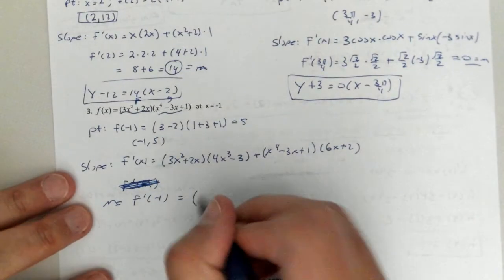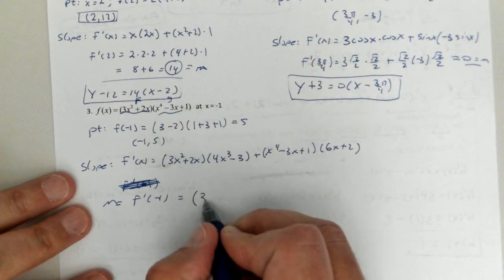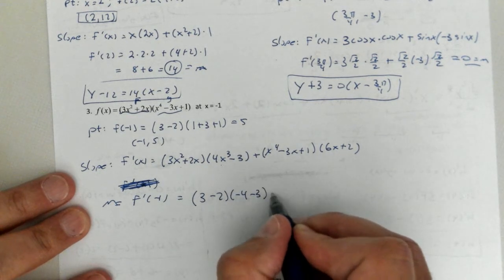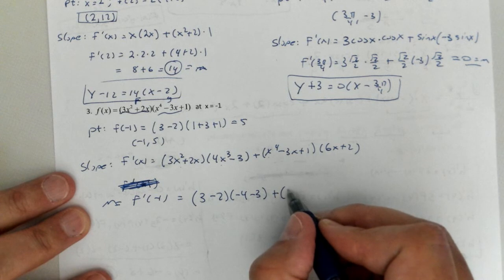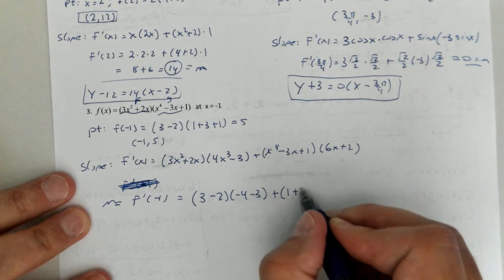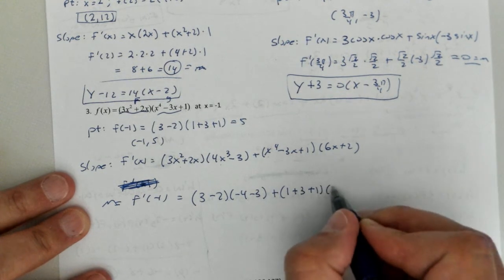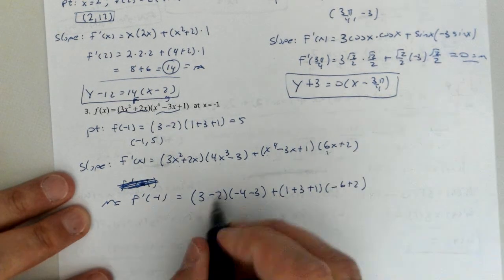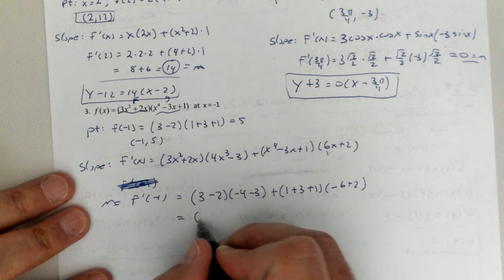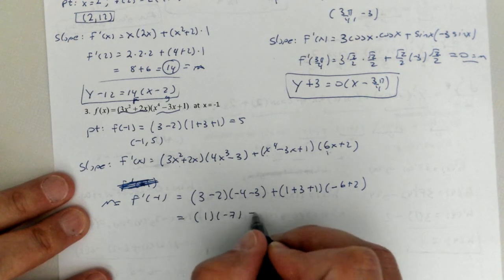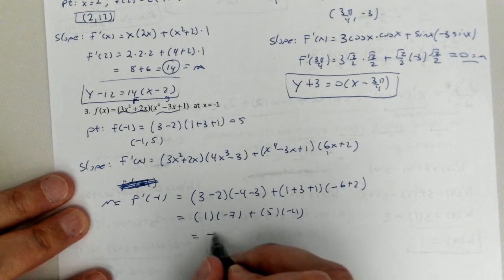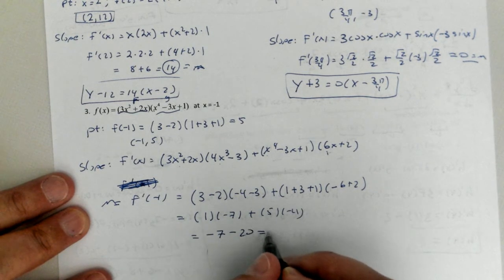And what do we get here? This becomes 3 minus 2. This becomes negative 4 minus 3 plus, here we get 1 plus 3 plus 1. And this becomes negative 6. So I'm plugging negative 1 plus 2. All right, so let's go and clean this up a little bit. This is just 1 times negative 7 plus 5 times negative 4. So we get negative 7 minus 20, which is negative 27.